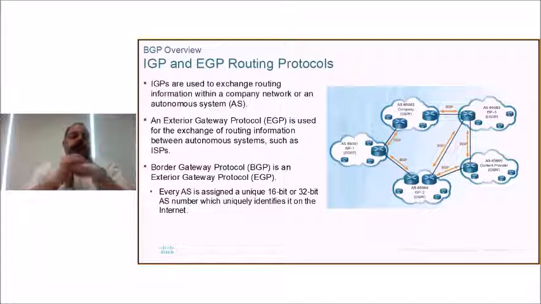So, of course, interior gateway protocols are used to exchange routing information within a company, or AS, autonomous system, while an exterior gateway protocol is used between different companies. Normally, it's ISPs and large IT companies that will be bothering with this. So, Border Gateway Protocol is the most common version of an exterior gateway protocol. And so every AS is assigned a unique 16 or 32-bit AS number which uniquely identifies it on the internet.